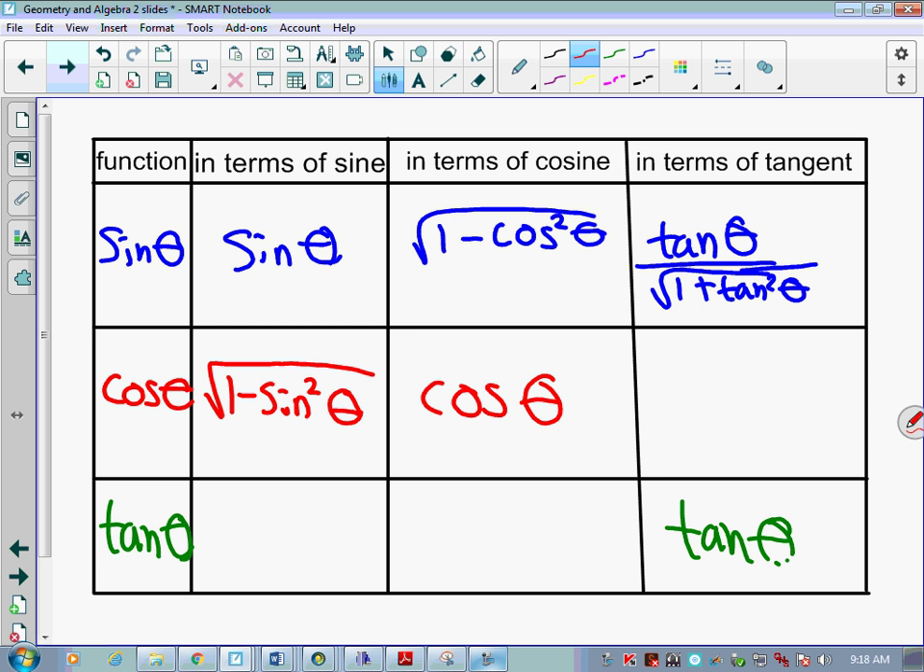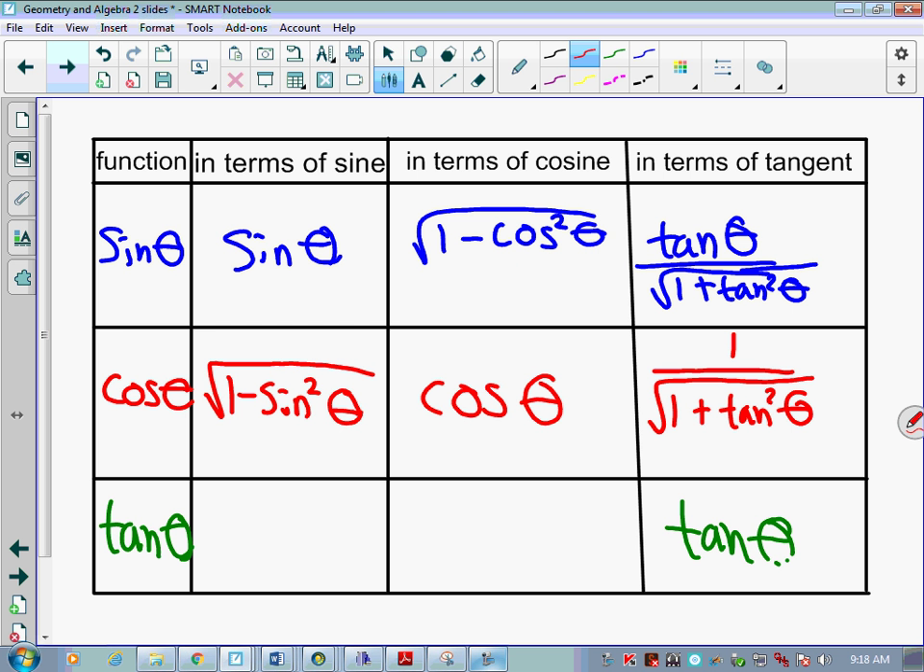What about cosine in terms of tangent? Okay, so this looks a lot like sine in terms of tangent, right? The only difference is that instead of tangent theta on top, we have just 1, correct? That work? Okay, hopefully we see that.